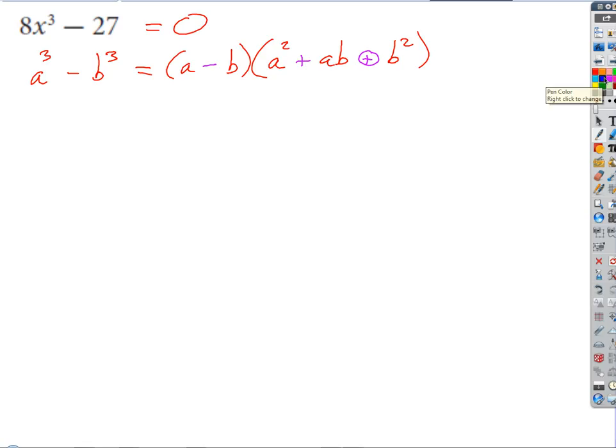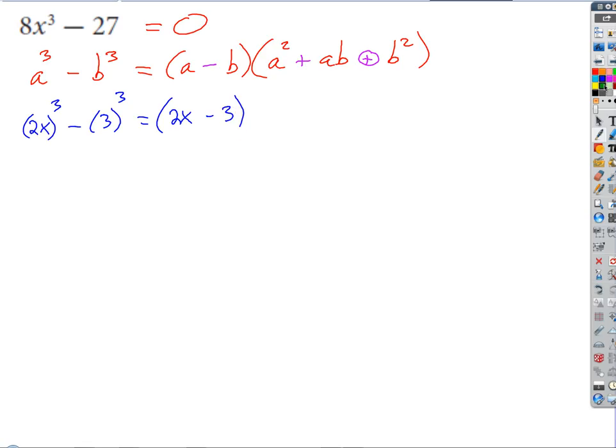Is it a difference of cubes? Can I write the first term as something cubed? Cube root of 8 is 2, so it would be 2x, and 27 is just 3 cubed. So that's my a, that's my b. Then all I have to do is plug into this pattern and simplify. The first factor is just a minus b, which is 2x minus 3.